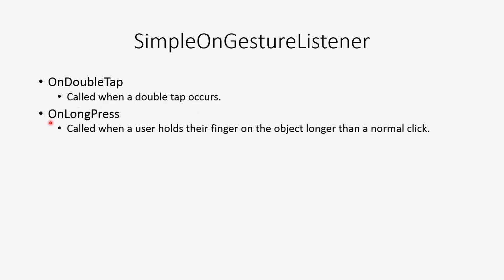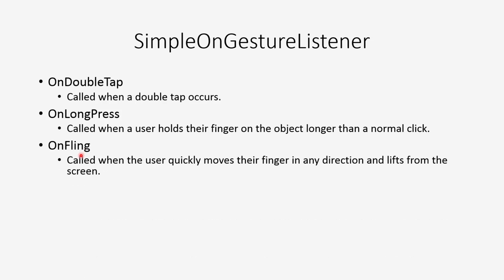Now, the other method that we're going to implement is onLongPress. This is called when the user holds their finger on the object longer than a normal click. So it's not so much a tap, it's just a long tap, and then it holds, and it'll get called after a second.